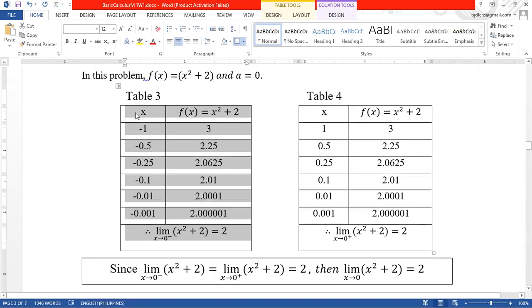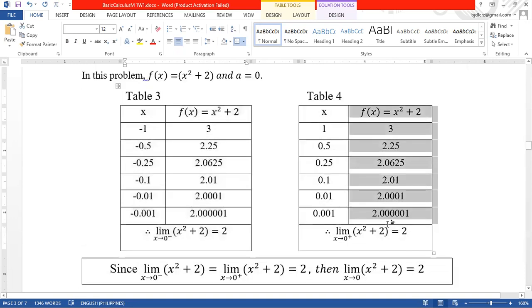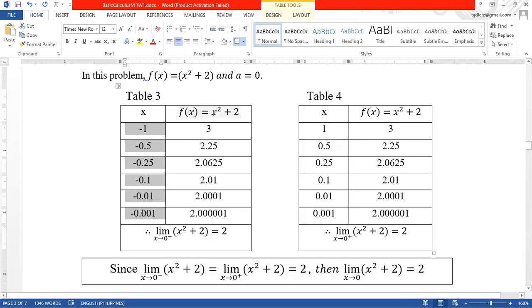Table 3 is from the left and table 4 is from the right. So we're going to substitute the values of x into the function f of x. As we substitute negative 1, negative 1 raised to the power of 2 is 1, plus 2 is equal to 3. Again, negative 0.5 squared plus 2 is equal to 2.25, and so on.